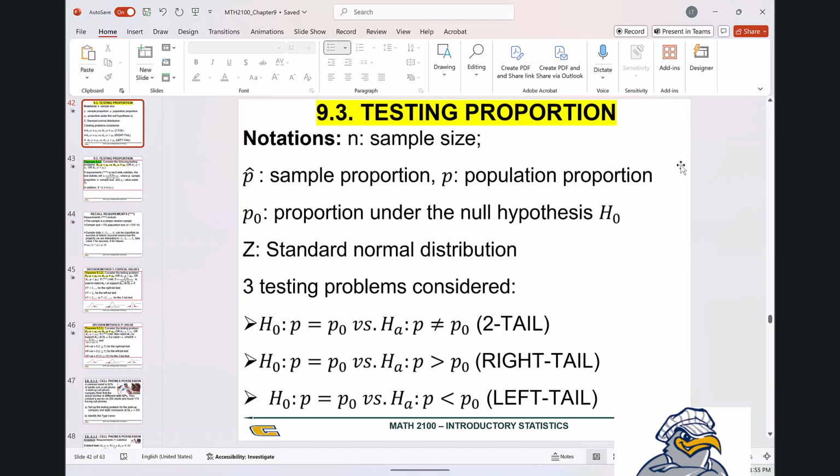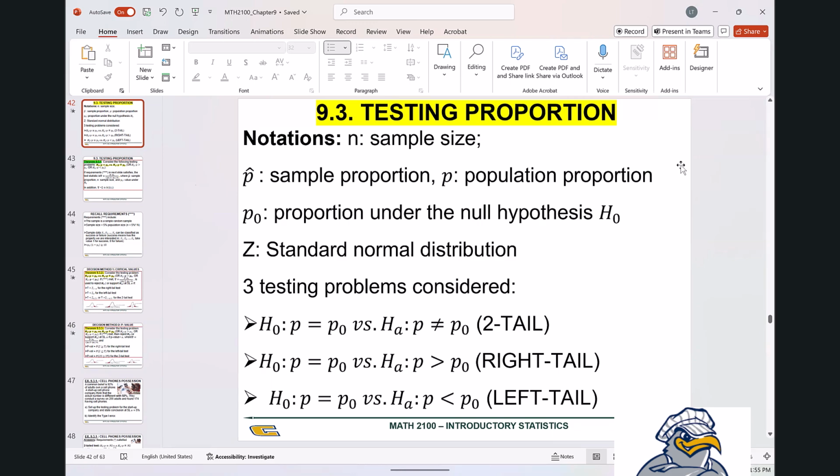So now we move to testing for proportion. First, the notation: n for sample size, p hat for sample proportion, p for population proportion, p naught for the proportion under the null hypothesis H naught, and Z for the standard normal distribution. We also consider three types of problems: testing proportion for two tail, right tail, and left tail.